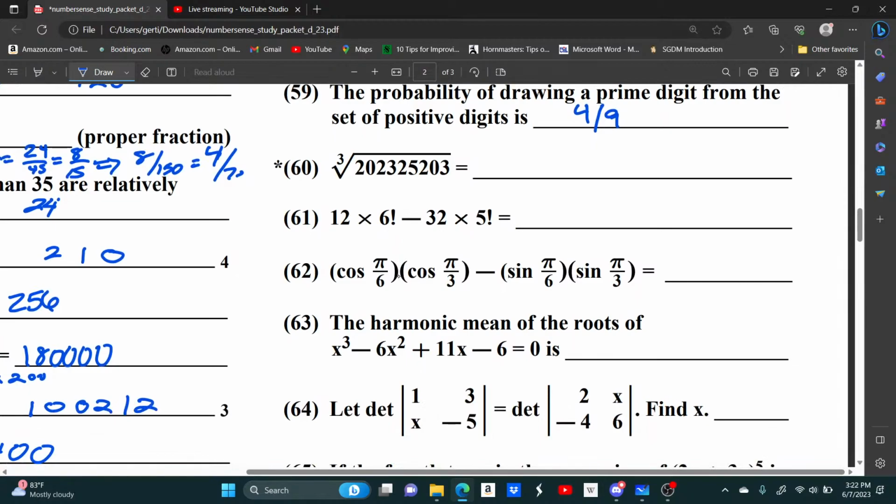Okay, number 60. Cube root of this huge thing. So, if you have a cube root, say I've taken a cube root of 2000, right? I can rewrite this as 2 times 10 to the third, which would be the same thing as the cube root of 2 times the cube root of 10 to the third, which is going to be 10 times the cube root of 2. Because it's an estimation, I can do this for these kinds of questions.